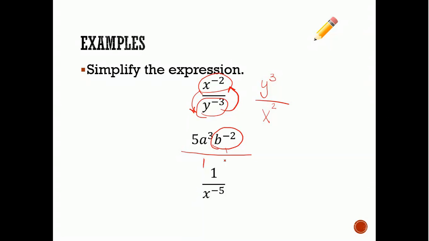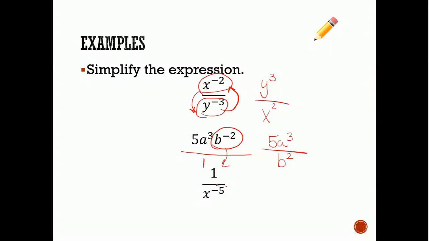So I'm going to take it and move it to the bottom. Notice though, I'm not taking anybody else. I'm only taking the base that has the negative exponent. I'm not taking the 5. I'm not taking the a cubed. Only the one that has the negative exponent. Do not take more than just that, okay? So I still have 5a cubed left over on the top, and b to the second on the bottom because my negative exponent changes.